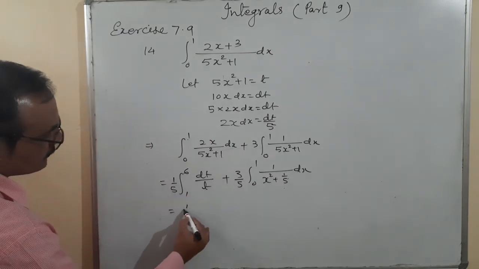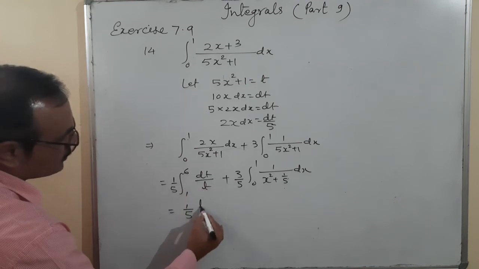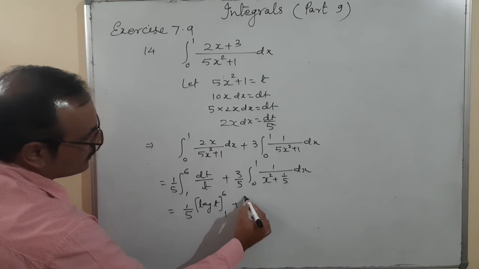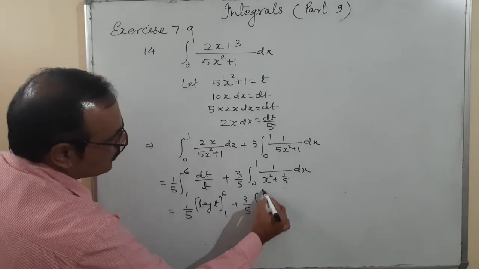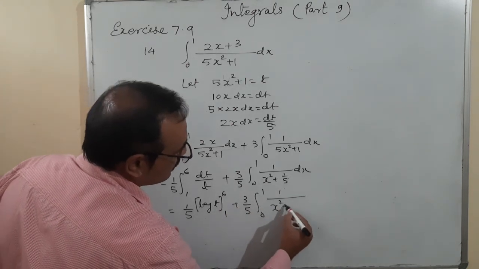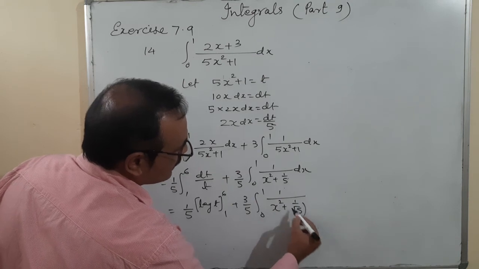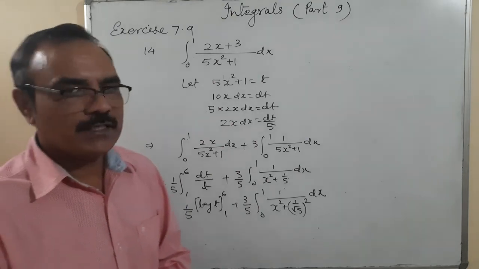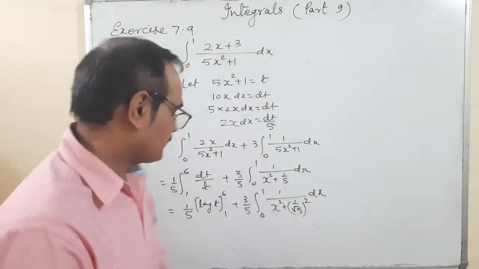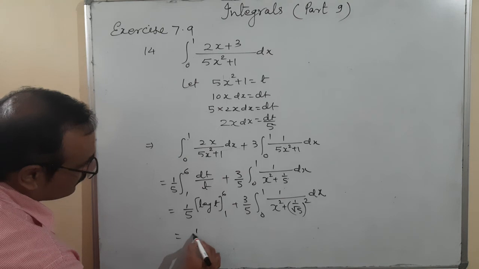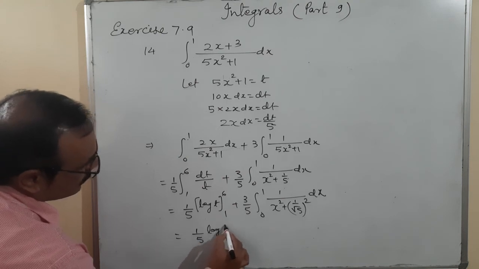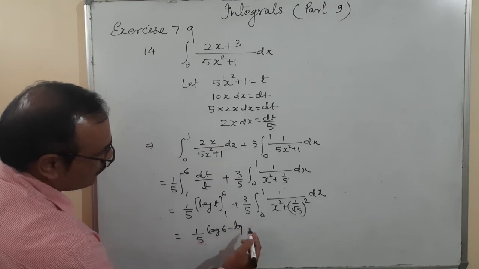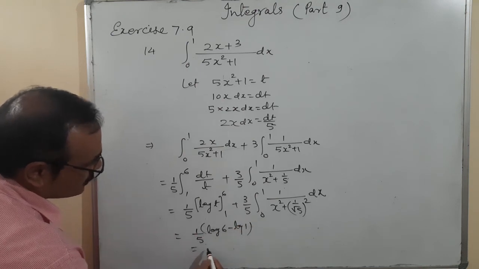1 upon 5, 1 upon t dt, it is log t, limit 1 to 6, plus 3 upon 5, 0 to 1, 1 upon x square plus (1 upon root 5) square dx. And you know that this is a formula: 1 upon x square plus a square is 1 upon a tan inverse x upon a. 1 upon 5 log 6 minus log 5. Sorry, log 6 minus log 1. So it is 1 upon 5.